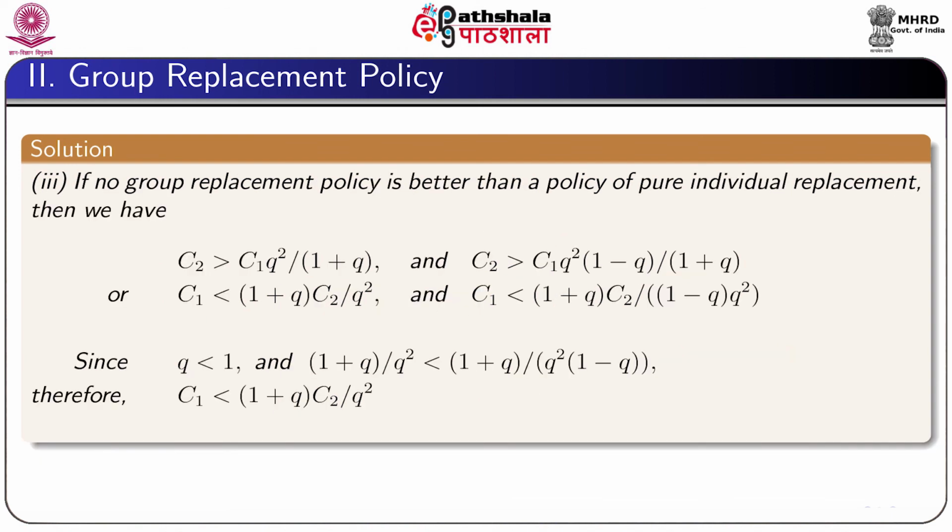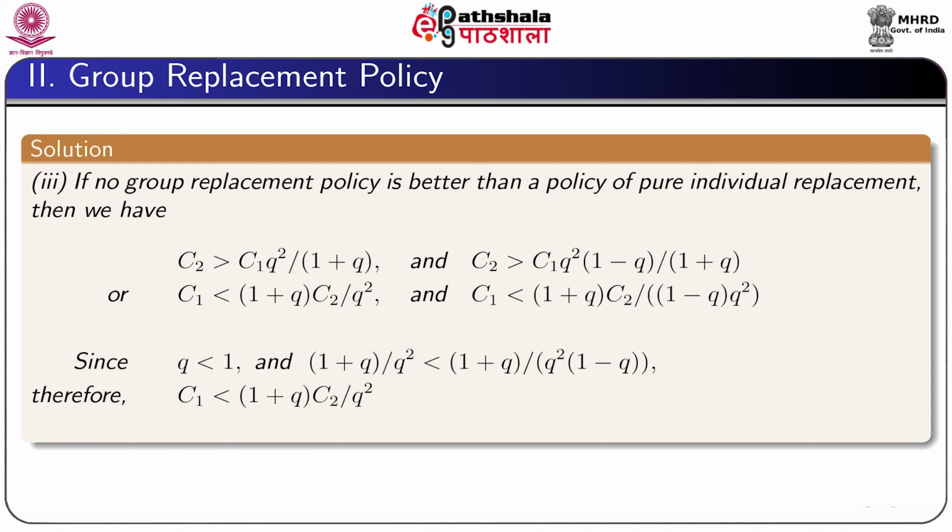Now, if no group replacement policy is better than a pure individual replacement policy for the first and second month, then we must satisfy both the conditions, that is C2 must be greater than C1 q square by 1 plus q, and C2 must be greater than C1 q square into (1 minus q) divided by 1 plus q, that is C1 must be less than (1 plus q) into C2 by q square, and C1 must be less than (1 plus q) into C2 by (1 minus q) into q square.